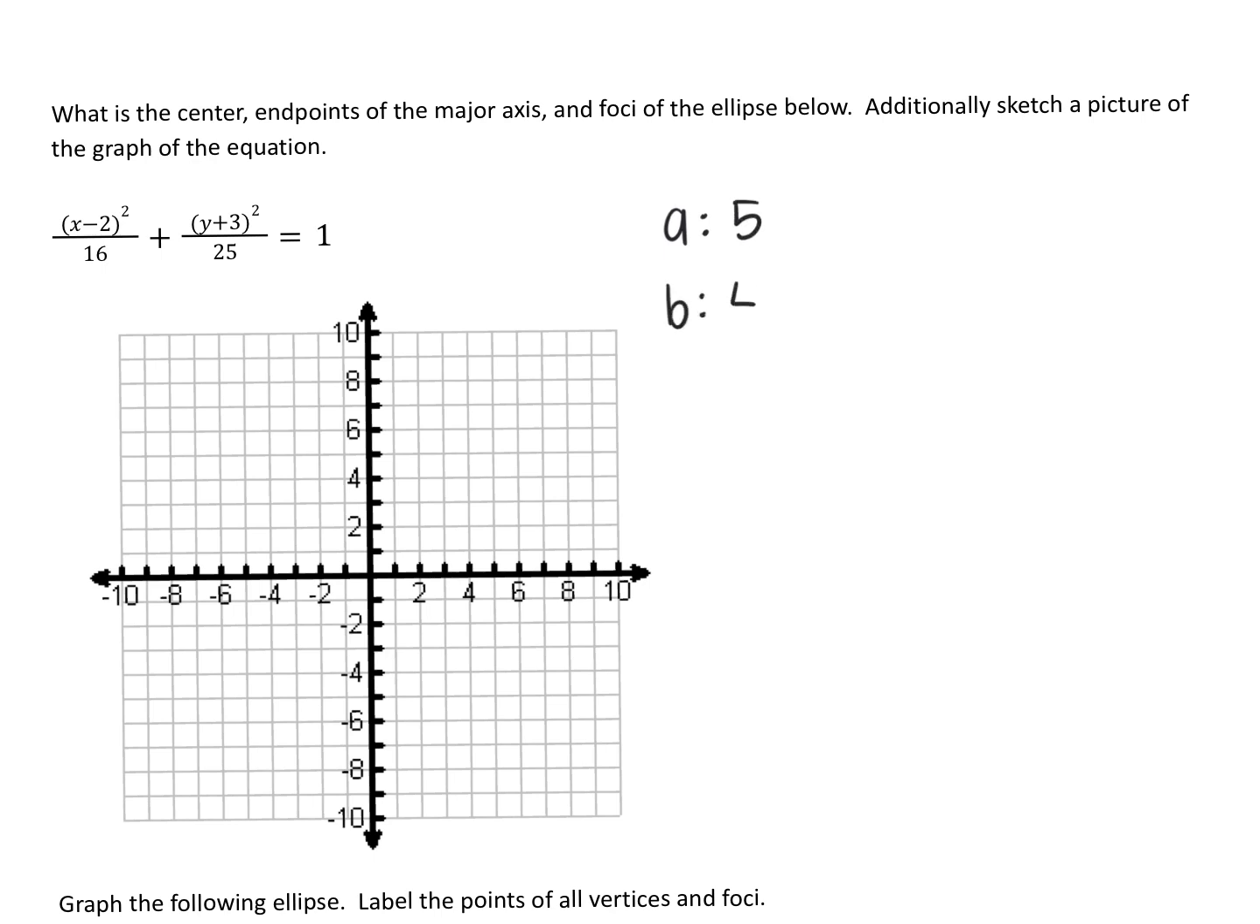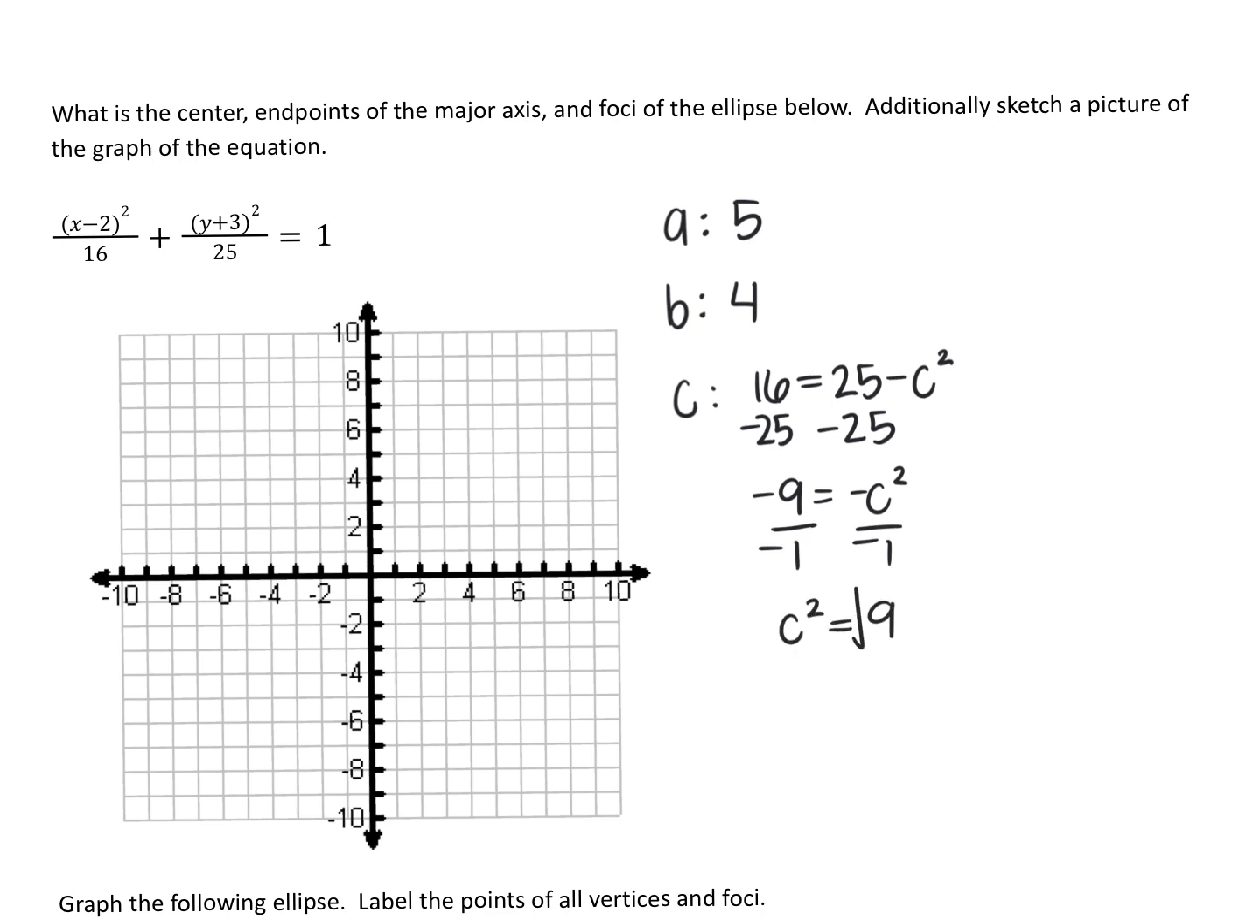b is then going to be 4. And to solve for c, we'll use that 16 equals 25 minus c squared. Subtract 25, you get -9 equals -c squared. Divide by -1, c squared is 9. Take the square root, and c is 3. So unlike when the ellipse is centered at the origin, these are now just either 0, 5 or 5, 0. You don't have to really worry about it.